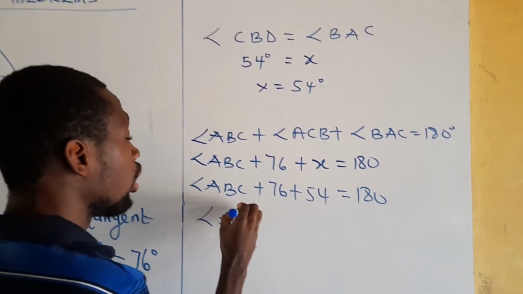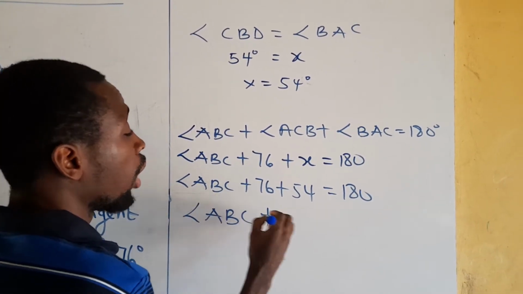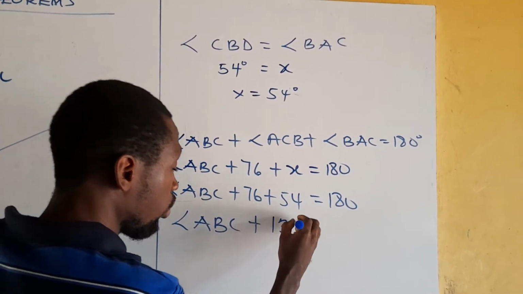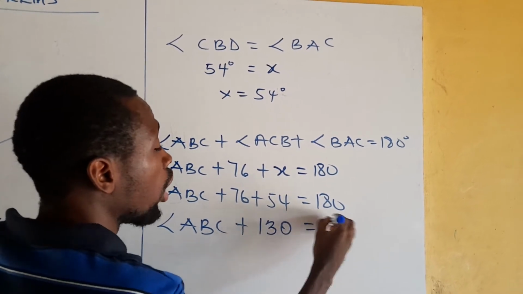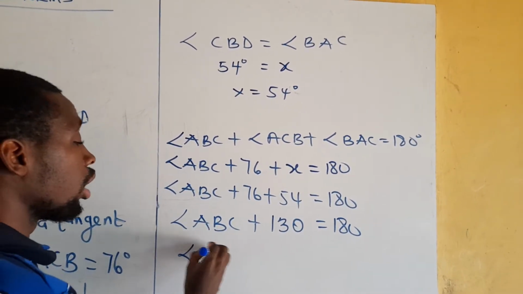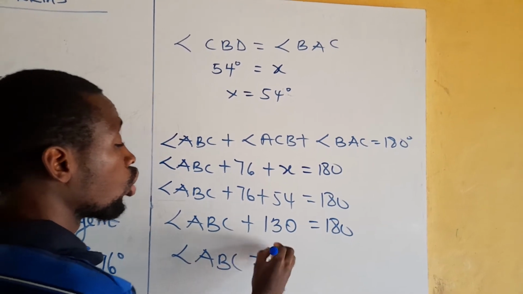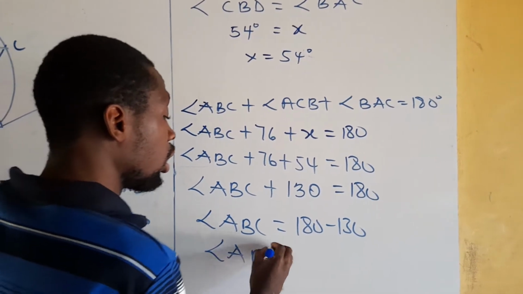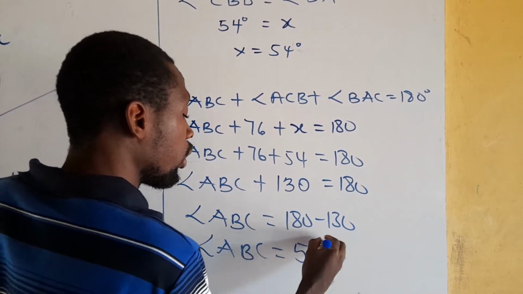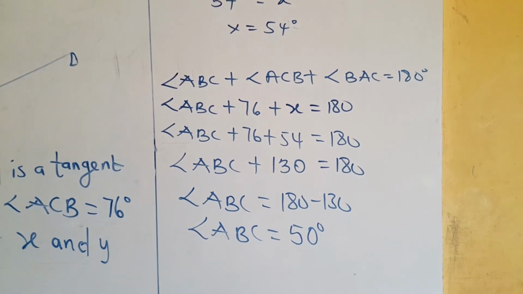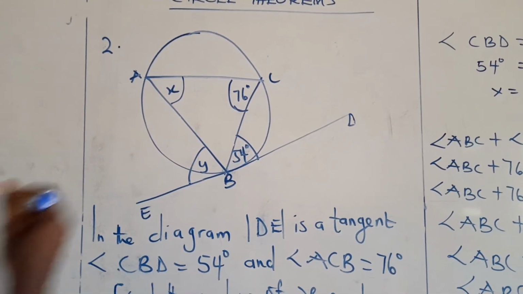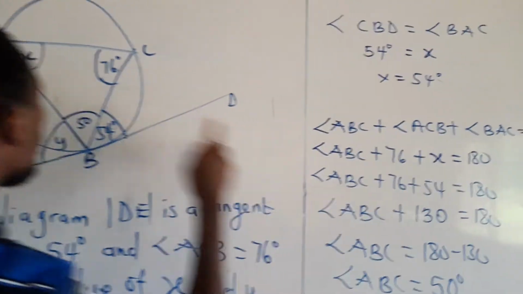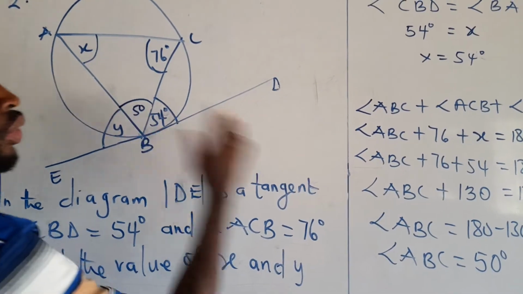So angle ABC plus 76 plus 54, that will be 130, is equal to 180 degrees. So angle ABC will be equal to 180 minus 130. So angle ABC is equal to 50 degrees. So now we know that this angle here is 50 degrees. That's what we find here: angle ABC is 50 degrees.